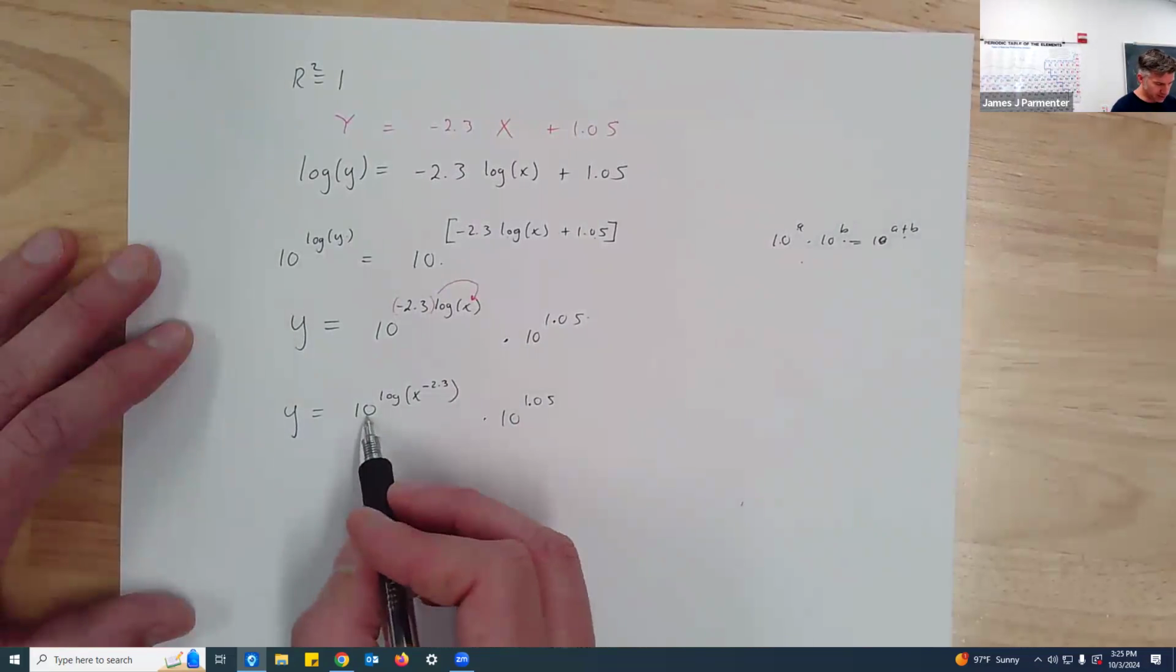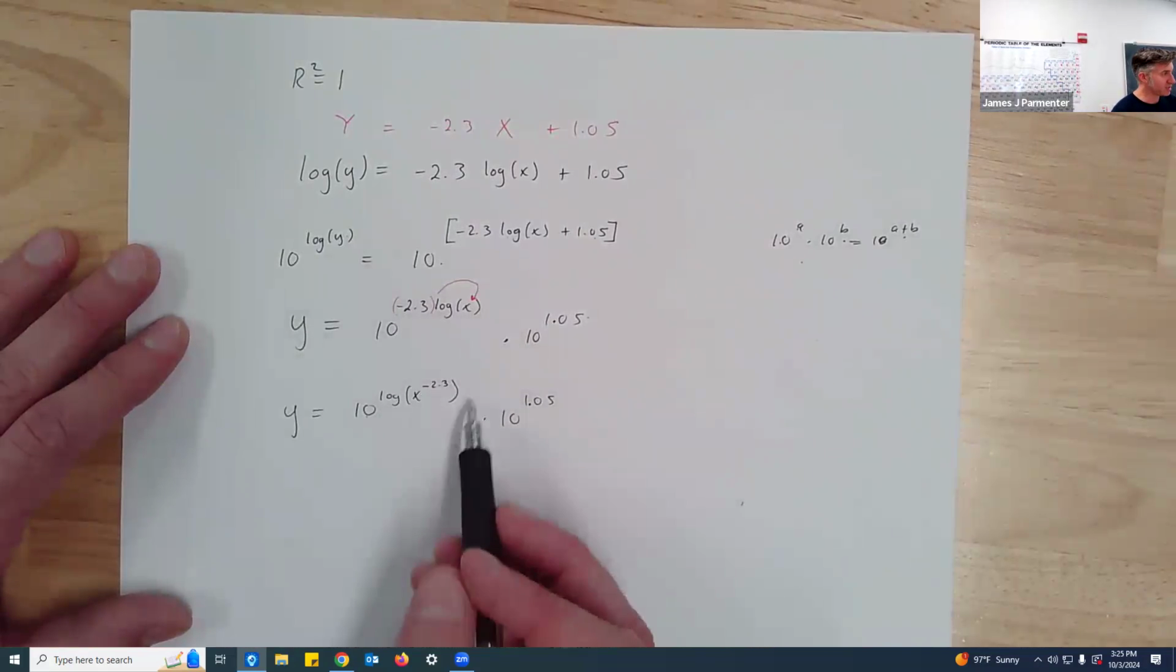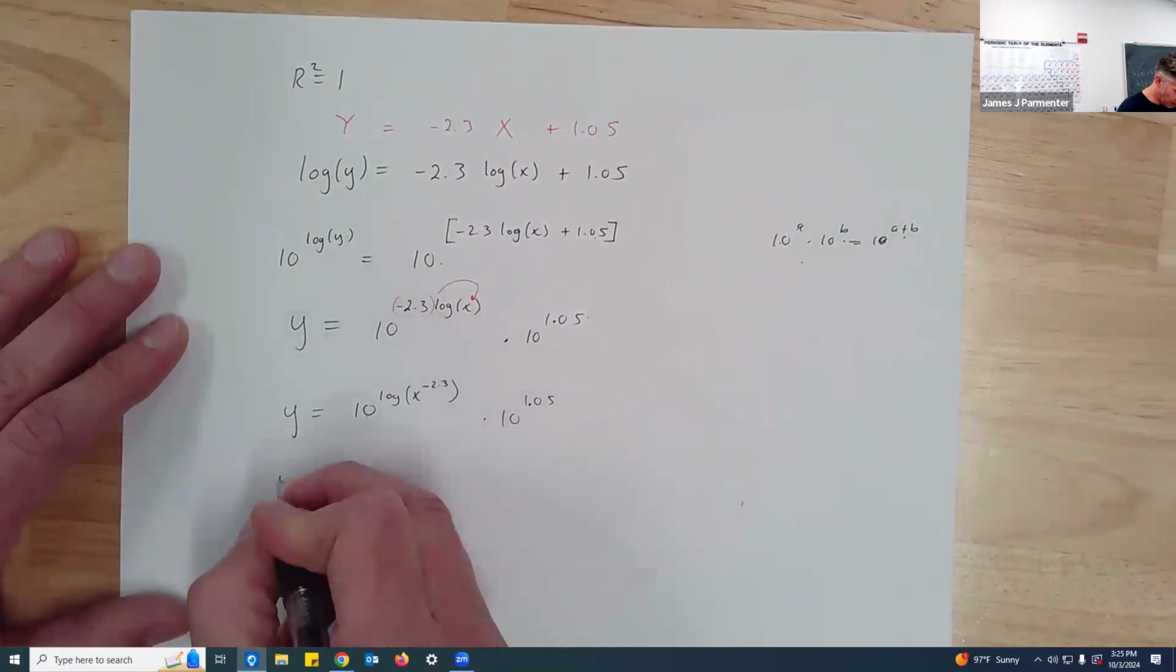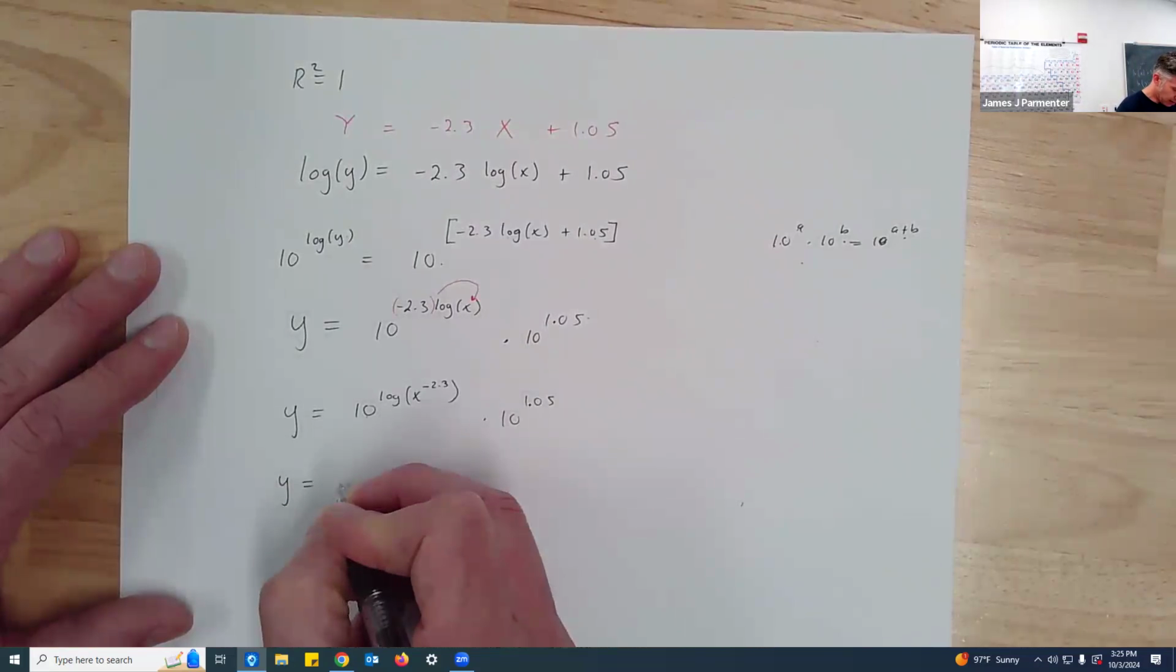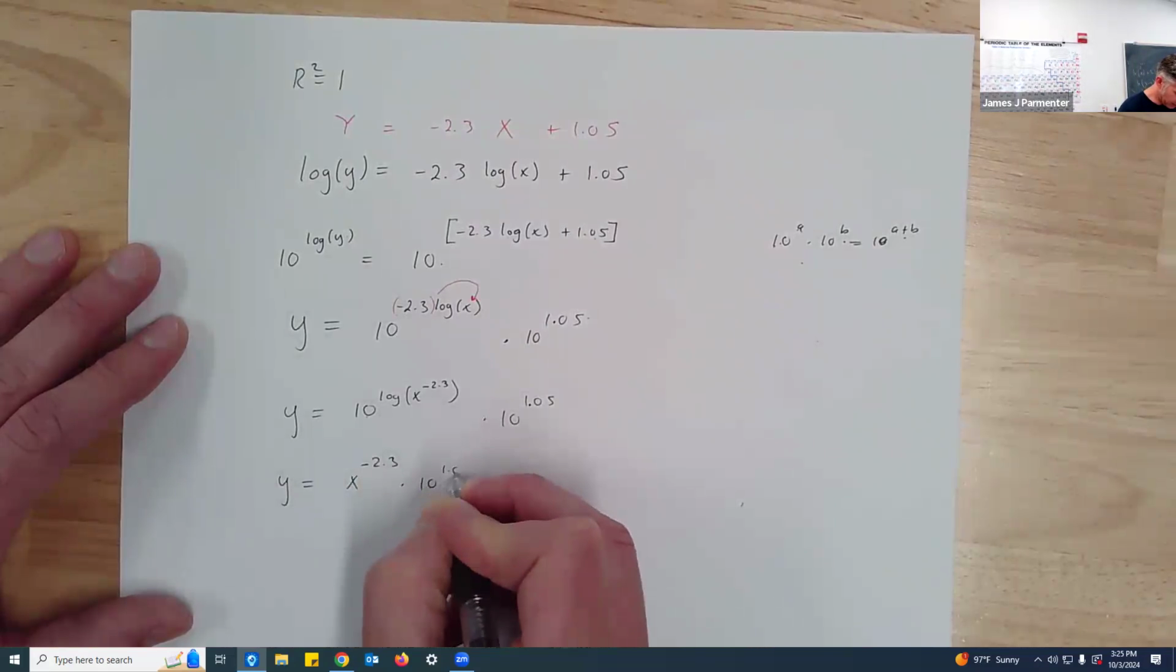Finally, just like 10 to the log of y was y, 10 to the log of some stuff is just going to be that stuff. So we're going to get y equal to x to the negative 2.3 times 10 to the 1.05.